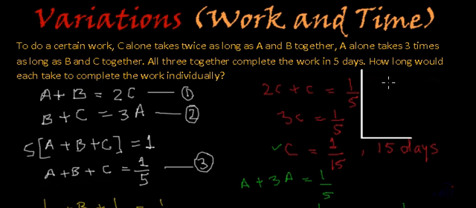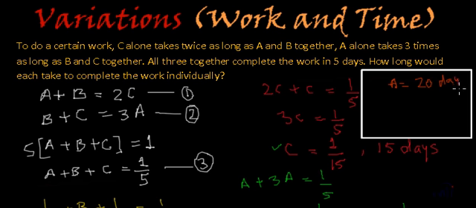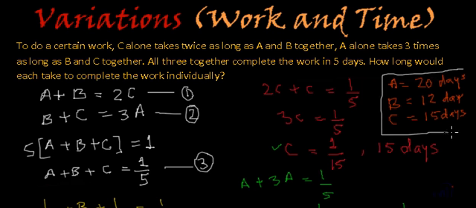Right? So now let's note down our solution over here. A is taking 20 days. B is taking 12 days. And C is taking 15 days to complete the work if they are asked to work individually, right? So this is our solution.